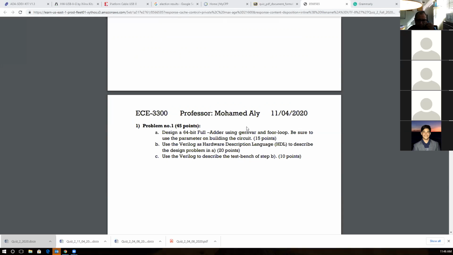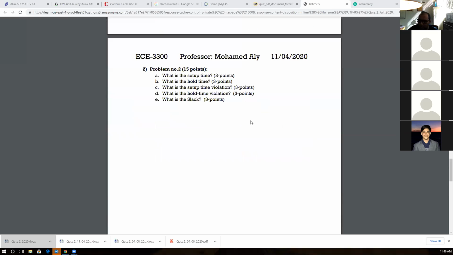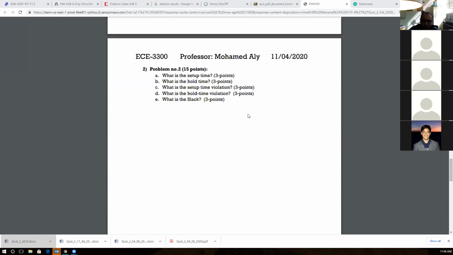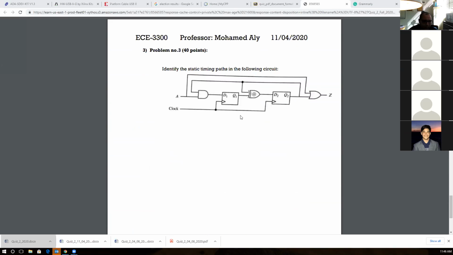So again, I'm stressing this is a quiz. It's not an exam or midterm. It's just something quick. What is the heaviest question among these 3? The first one, right? Yeah, I would say the first one. The second is definitions. The third is just identifying paths. Okay, sounds good. Thank you.